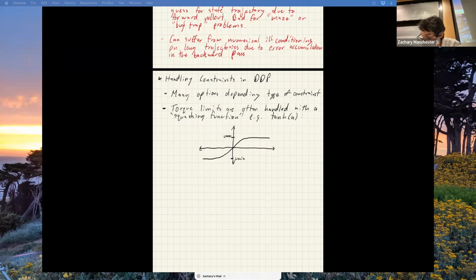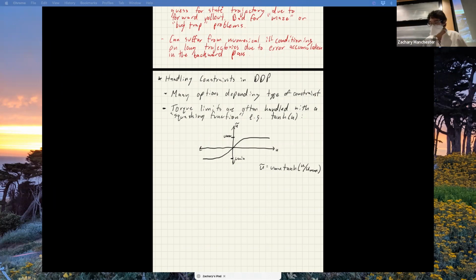So you do something like this, right? This would be the U on the input, and this would be this U tilde that's gone through the squashing function, and you'll have something like U tilde equals U max times tanh of U over U max. That makes sense to everybody? So when you're near the origin, well within the limits, the tanh is approximately linear. So what goes in comes out, and then as you get towards saturation, as you get towards the torque limits, the function is going to saturate out, and as U goes to infinity, U tilde just goes to the U max value, right?